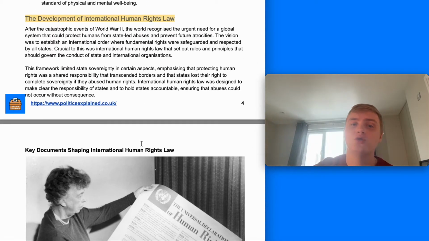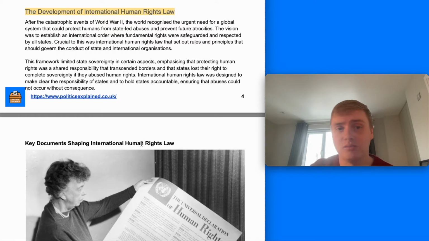The development of international human rights law really came in the aftermath of World War II, where of course there were widespread human rights abuses. Not only the natural human rights abuses you get during war where people die, but also the use of chemical weapons, the use of nuclear weapons. And there was a real recognition there was a need for a global system, led by states, to prevent these future atrocities. And the vision was to establish a kind of international order where fundamental human rights were safeguarded and respected by all states, and crucial to this was international human rights law.